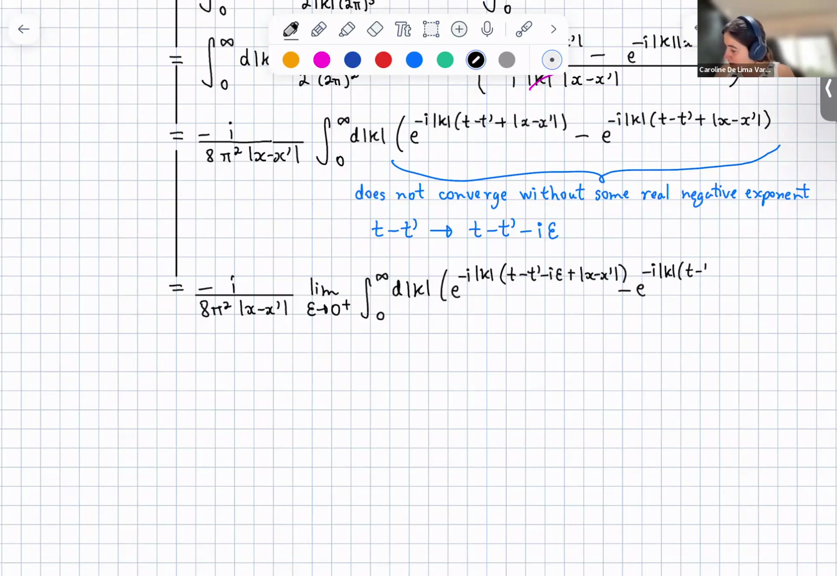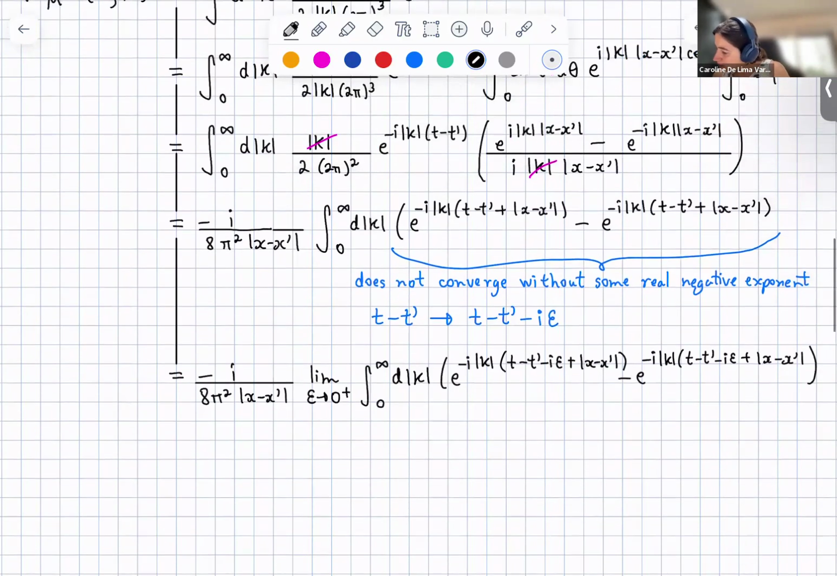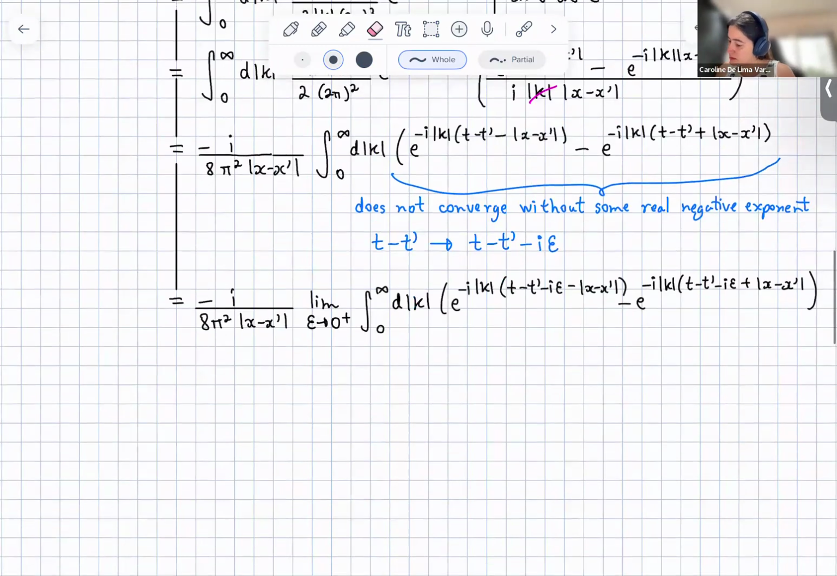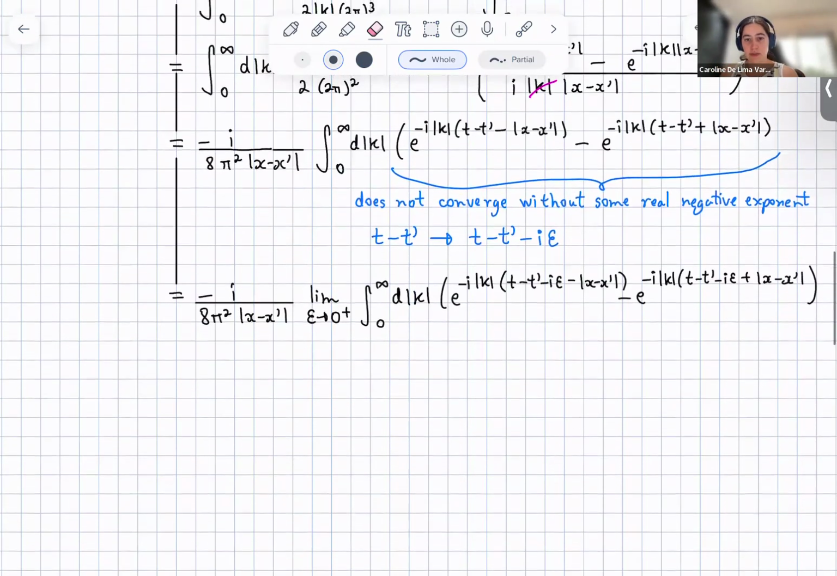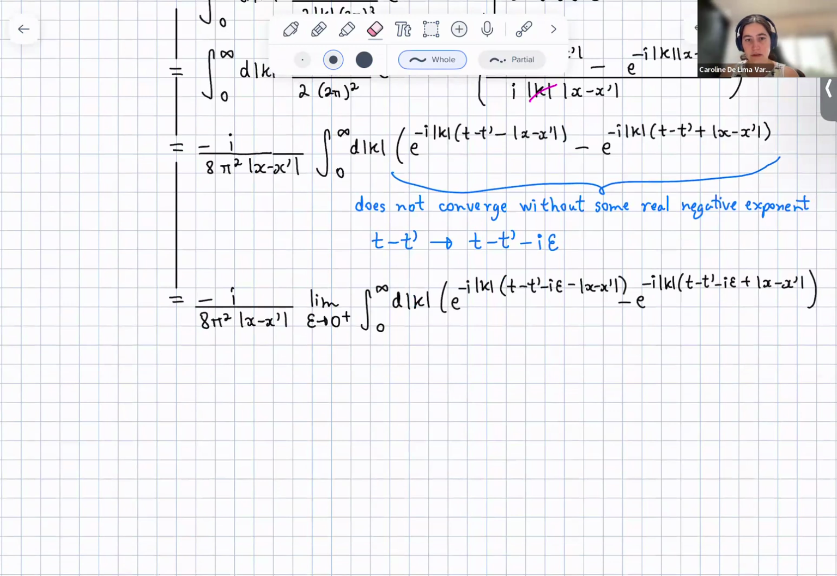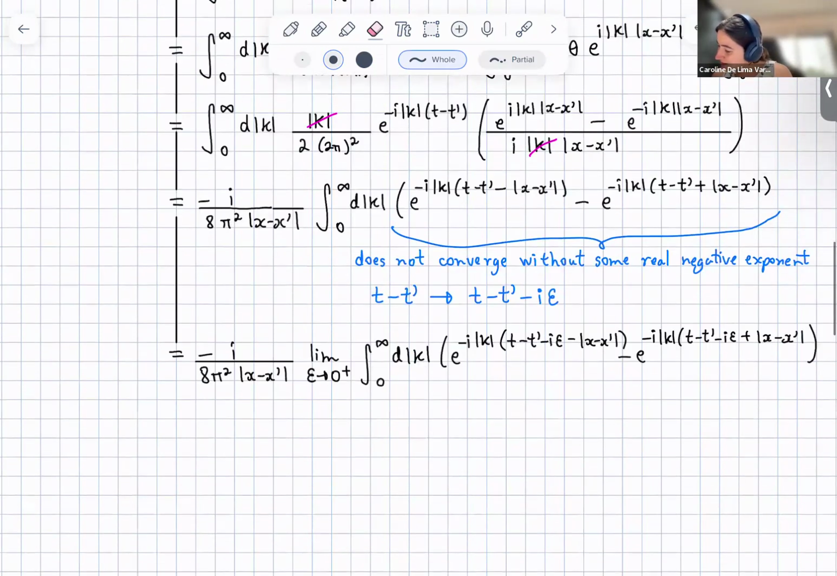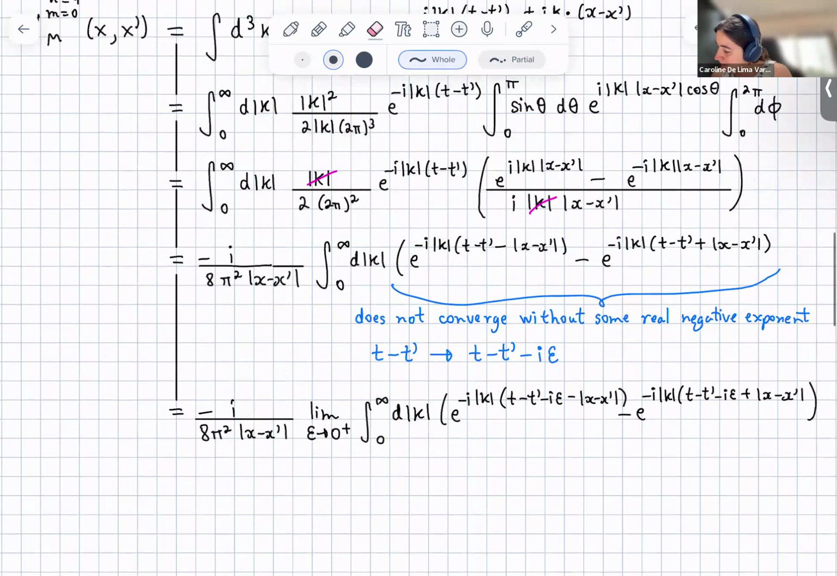But now I'm just taking t minus t prime to t minus t prime minus epsilon. So that is this. I think I made some mistake here. Wait, there shouldn't be, one of them should be negative. Okay, this one should be negative, right? Yes, I think this one should be negative. One of them has to be negative. Yeah, okay.